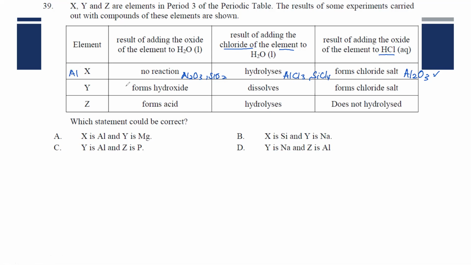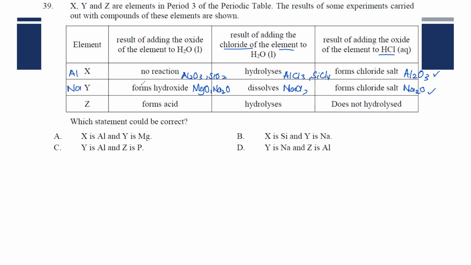As for Y, it forms hydroxide when dissolved in water, so it can be MgO or Na2O. Result of adding chloride dissolved, so it can be NaCl, it can also be MgCl2. When dissolved, only NaCl dissolves, because MgCl2 undergoes hydrolysis. So NaCl forms the chloride salt and Na2O, so the best answer in here, Y is Na.